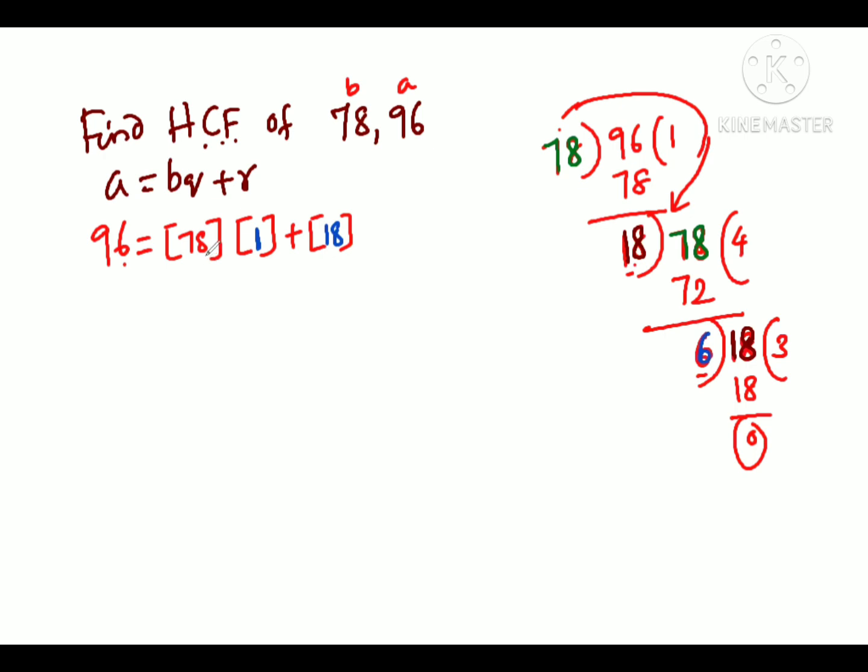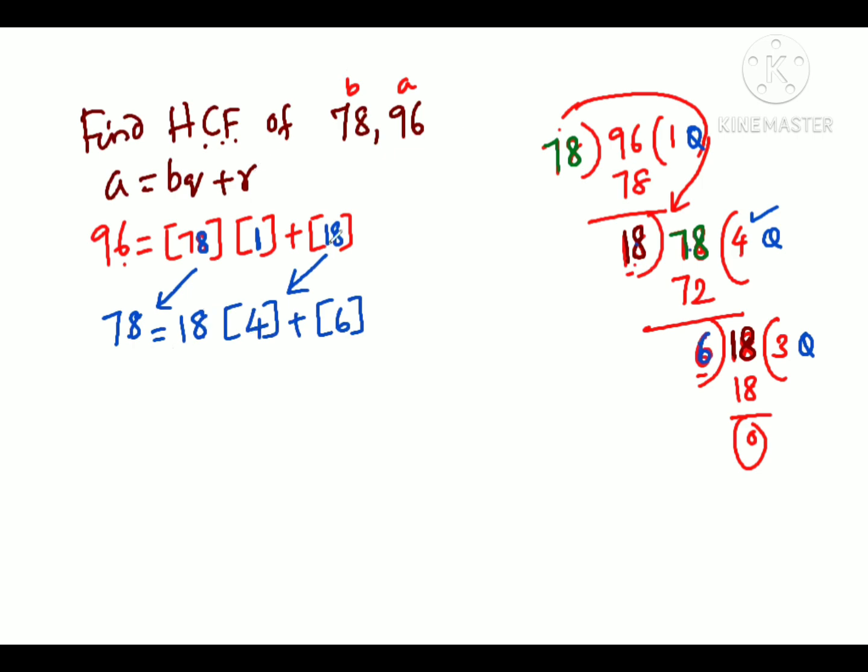Continue this. Now take the old divisor as the new dividend and the old remainder as the new divisor. Now find two more numbers which satisfy A is equal to BQ plus R. How to find? Divide 78 by 18. You will get quotient 4. 18 4s are 72 plus 6 is 78.